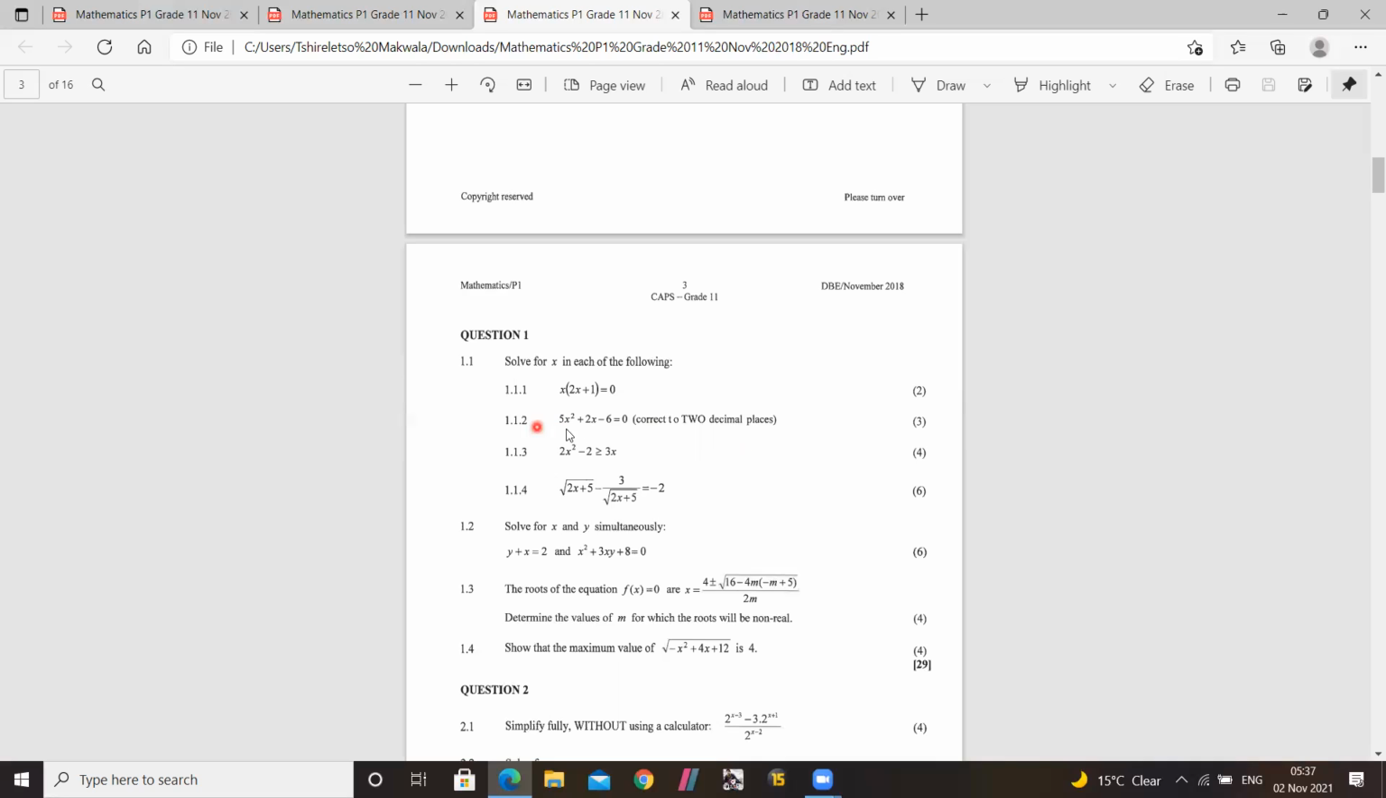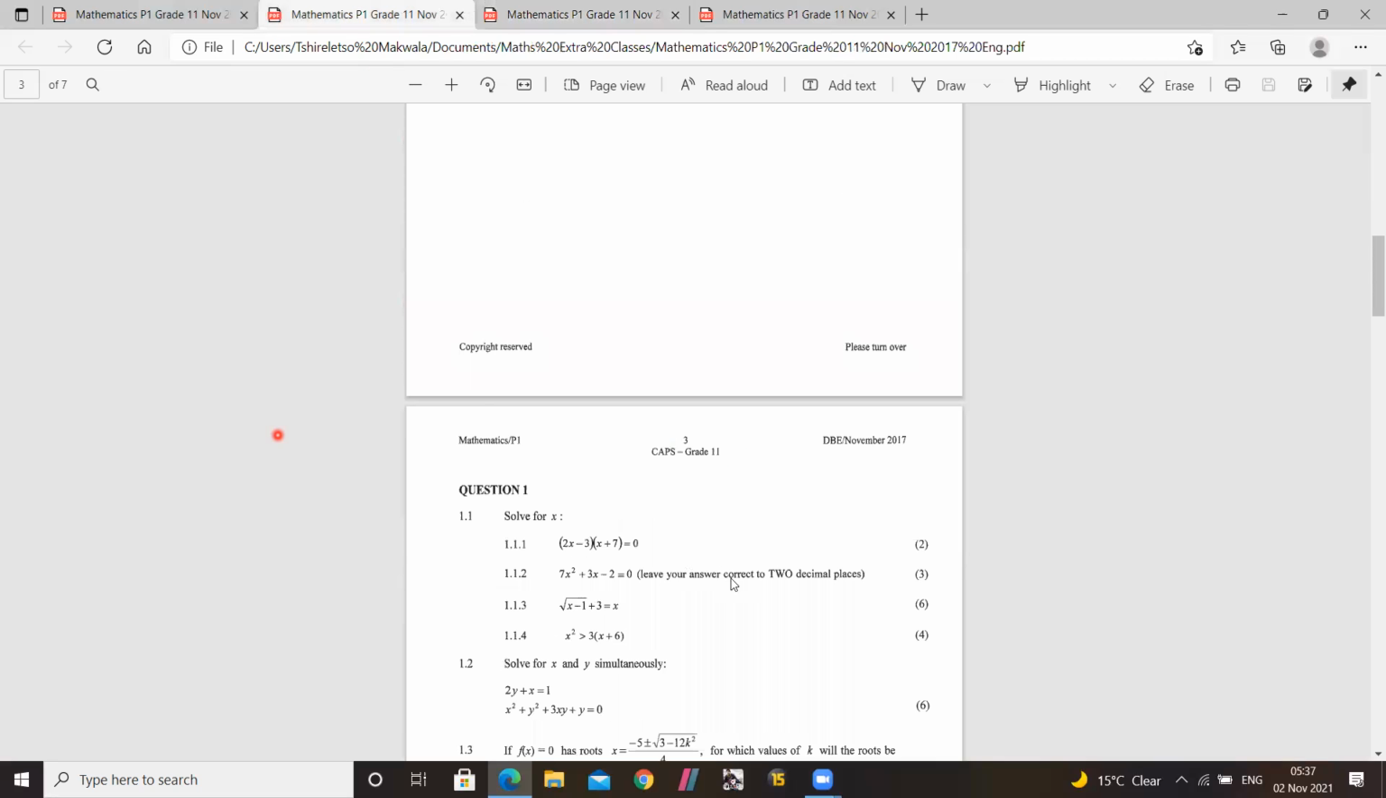First thing, you make sure the equation is in the general form. Then put that formula down, insert those variables into the formula, then solve the equation. Then make sure you correct to 2 decimal places. So when you see correct to 2 decimal places, you know already it's the quadratic formula for question 1.